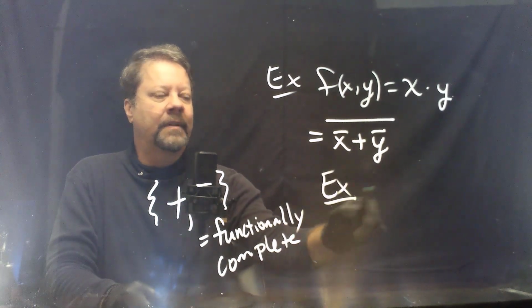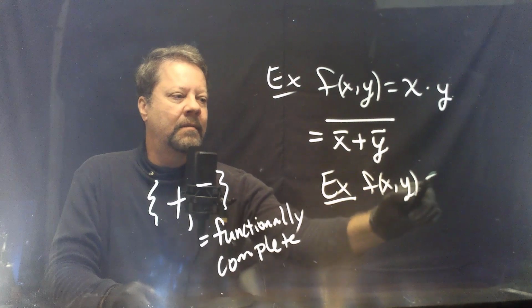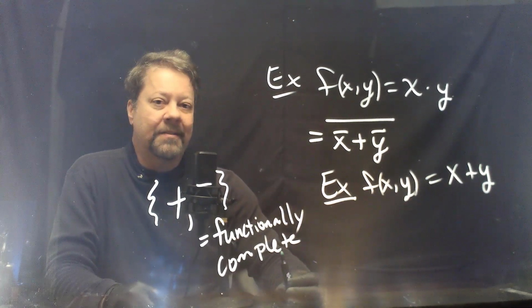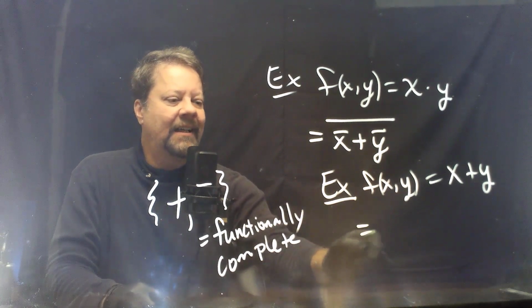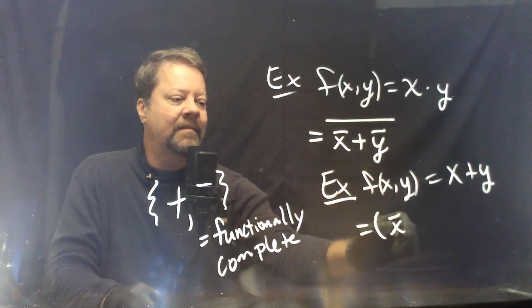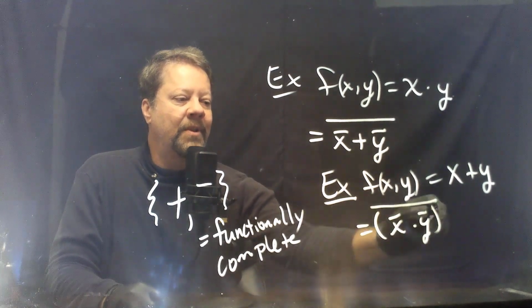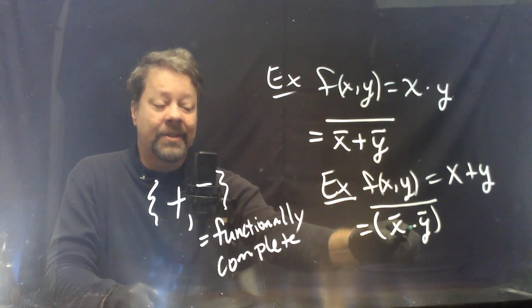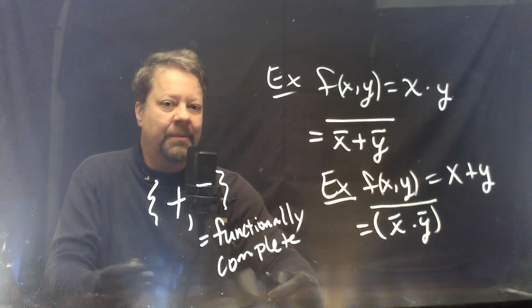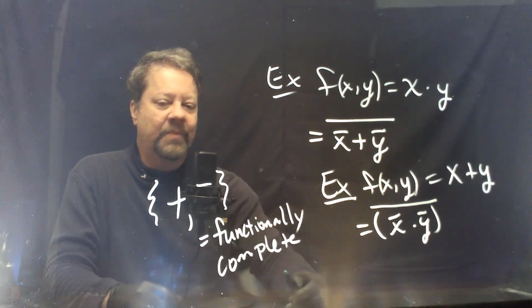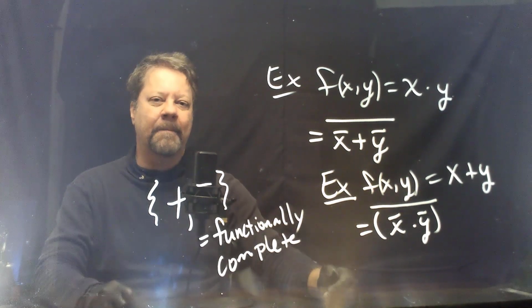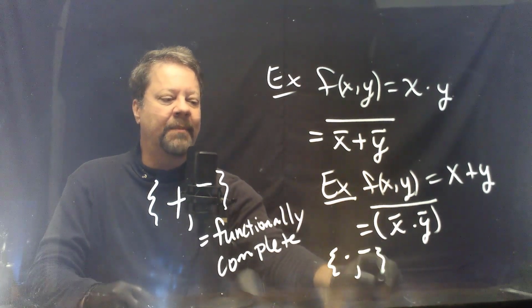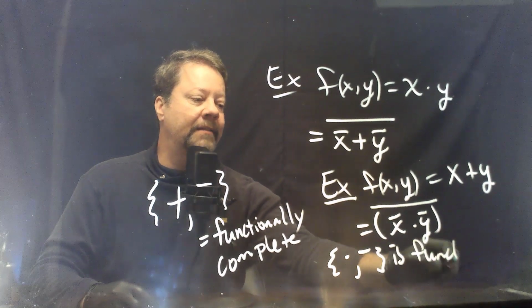Alternatively, how do you convert this sum into products and complements? And the answer is pretty easy. We use the same principle. The complement turns the product into a sum, and then we have a double complement or double negation, which cancels out, leaving the original expression. Therefore, since we can always make this replacement, times and complement is functionally complete.